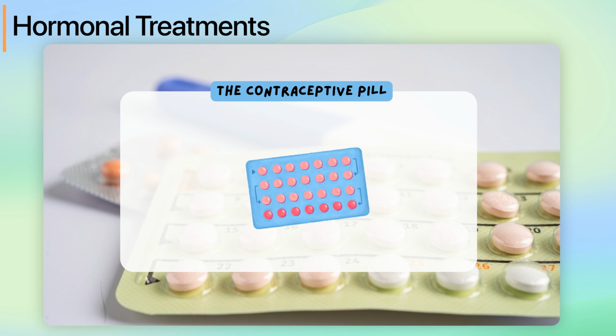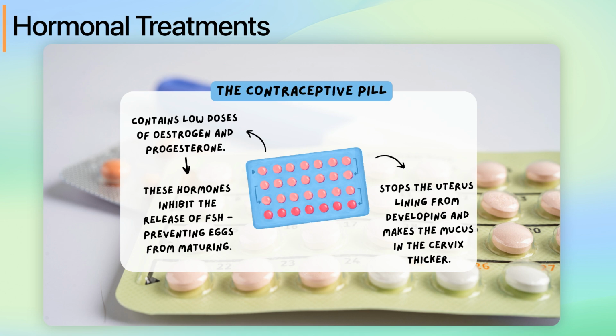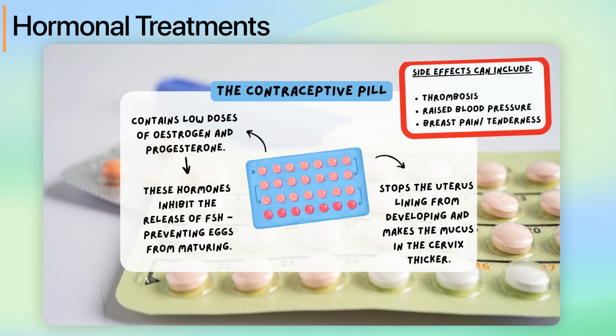The contraceptive pill contains low doses of estrogen and progesterone, two key female hormones. These hormones inhibit the release of FSH, follicle-stimulating hormone, by the pituitary gland, preventing eggs from maturing. The pill achieves contraception in several ways, by stopping the uterus lining from developing and making the mucus in the cervix thicker, which prevents sperm from getting through. While very effective, the pill can have side effects such as thrombosis, raised blood pressure, and breast pain or tenderness.